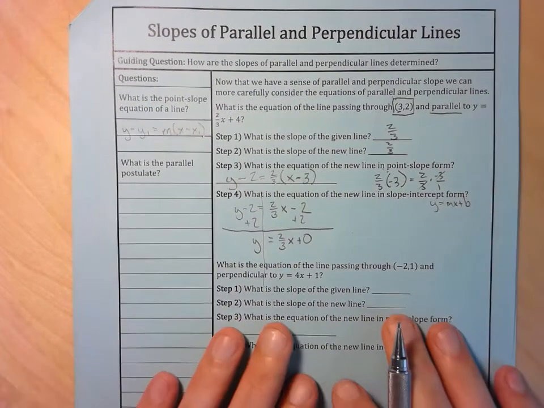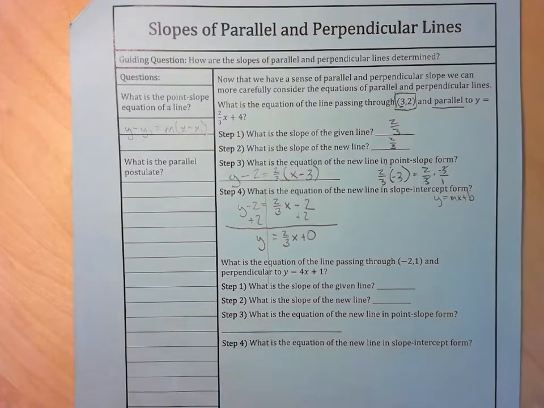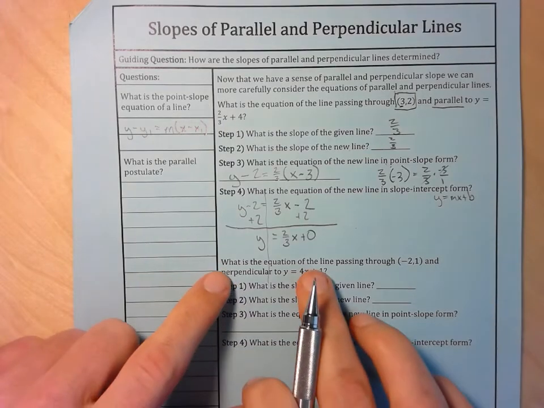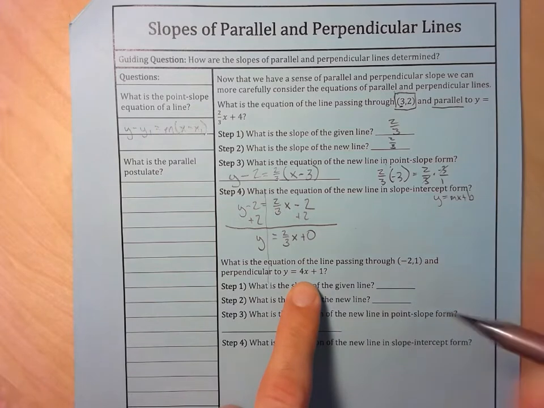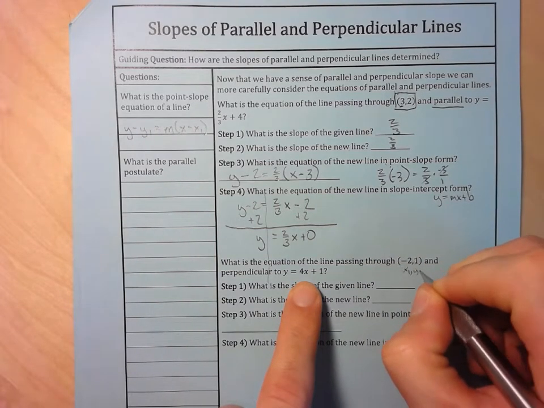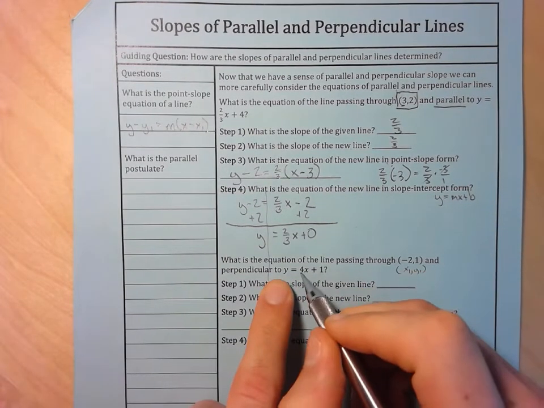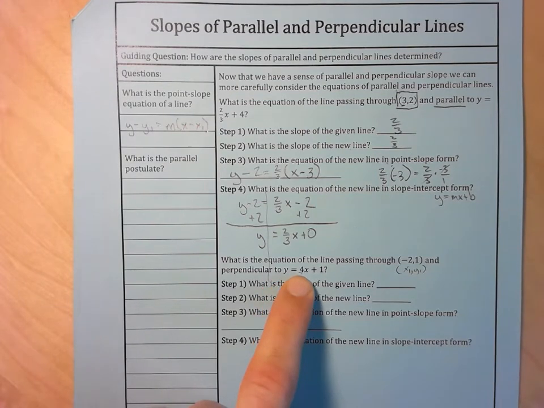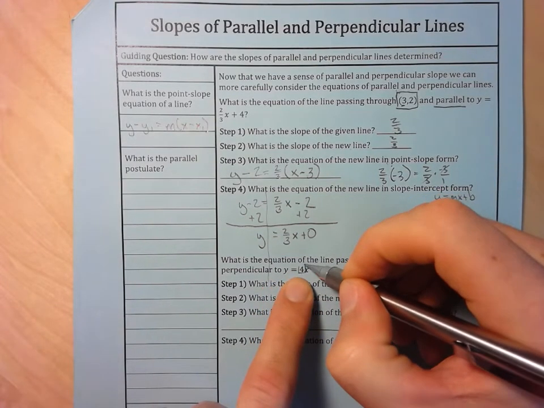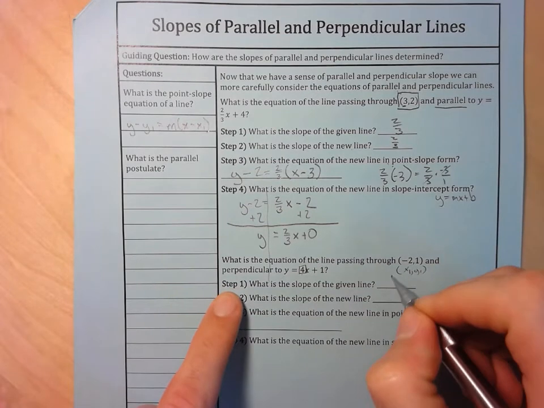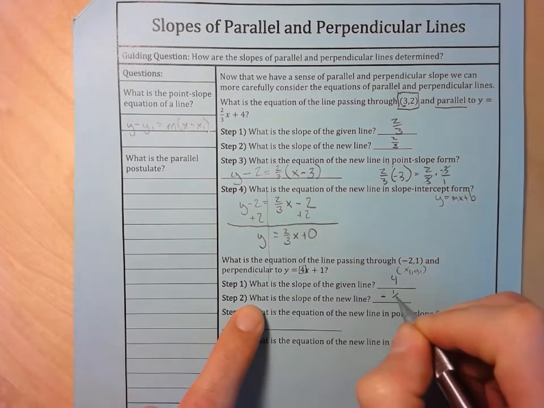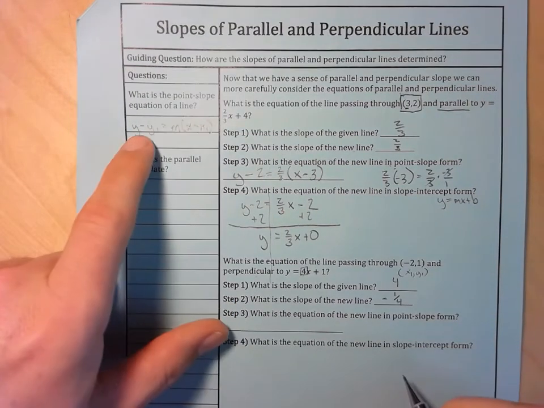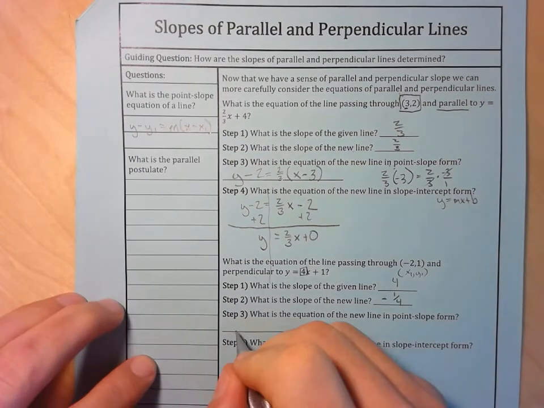And now we'll follow the exact same process, but we're going to do a perpendicular line. So the equation of the line passing through this point, so this is our x1, y1, but perpendicular to the line 4x plus 1. The only thing we need from this line is the slope. The given slope is 4. Since it's perpendicular, the opposite reciprocal slope will be -1/4. And then we'll use the point-slope equation to write the equation of the line.